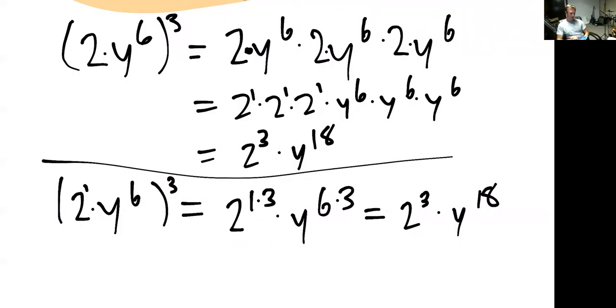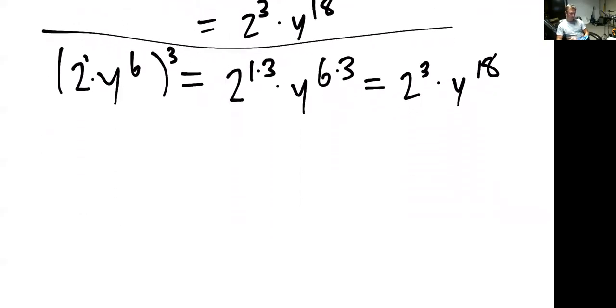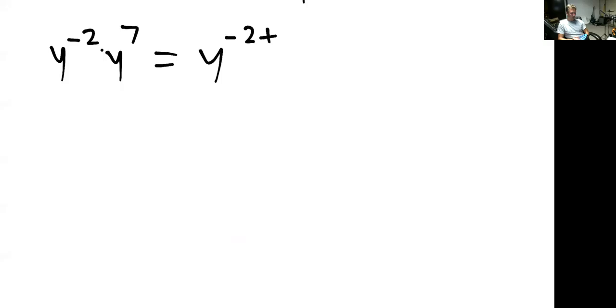Next one. We learned this one in class the other day, but it uses a third rule. Actually, I'm sorry, it uses the same rule that we've already done. When you have two exponents with the same base, here we are, they're the same base: y to the negative 2 times y to the 7th. You just add the exponents. So this is y to the negative 2 plus 7, which is y to the 5th.